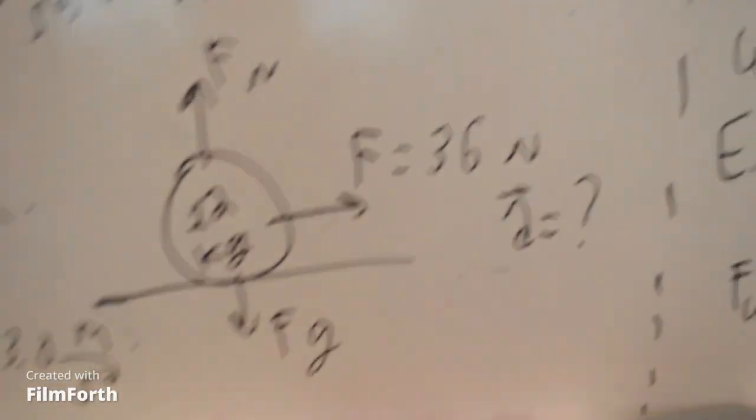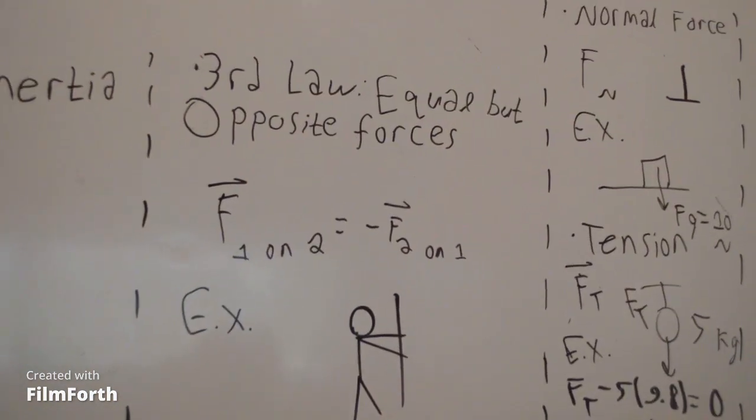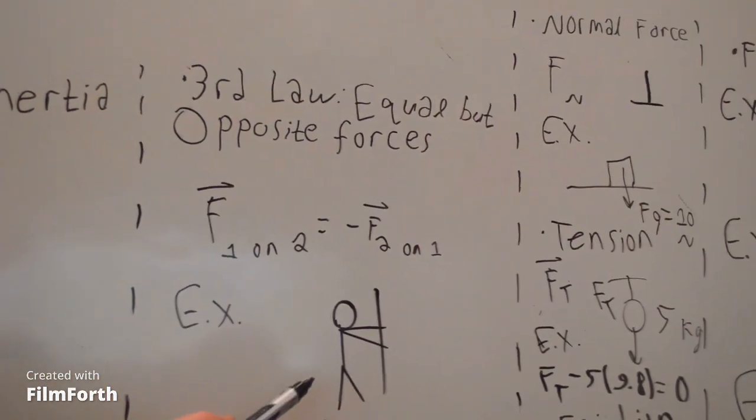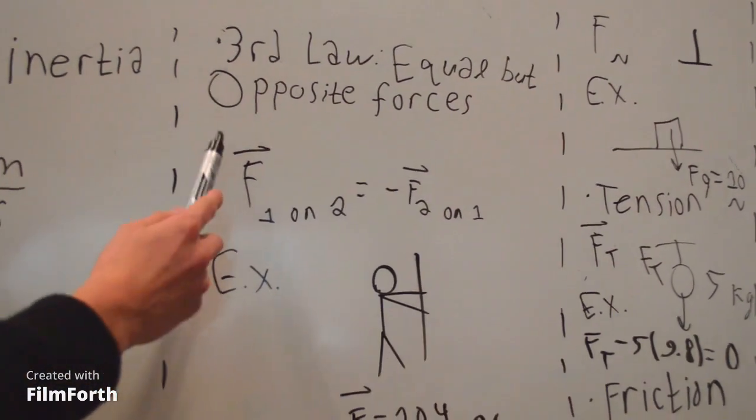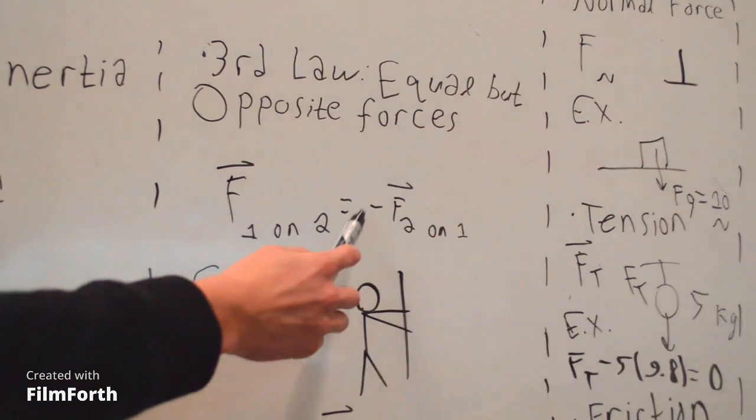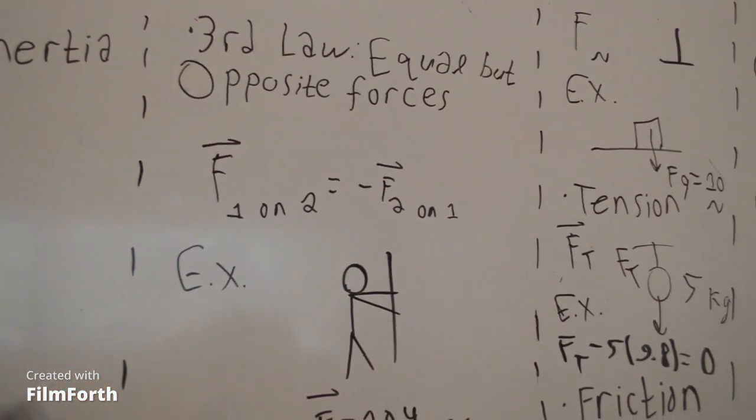Now let's talk about the third law, the equal but opposite forces, the action-reaction pair law. I use an equation to portray this law: F sub 1 on 2 equals negative F sub 2 on 1. The negative means it goes in the opposite direction, it being the force.